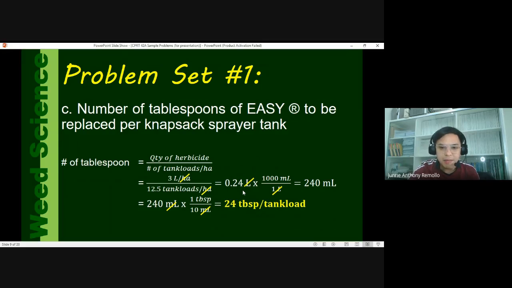And then after which we convert 240 ml into tablespoon unit. We need to remember that 1 tablespoon contains 10 milliliters. So in order to convert it, we multiply 240 ml by 1 tablespoon divided by 10 ml. And it will result in 24 tablespoons per tank load. Got it?